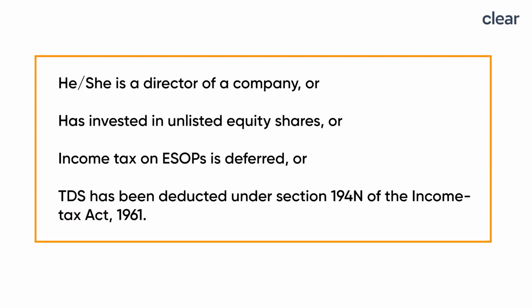Moreover, an individual will also not be eligible to file ITR 1 if he or she is a director of a company or has invested in unlisted equity shares, or income tax on ESOPs is deferred, or where TDS has been deducted under Section 194N of the Income Tax Act 1961. TDS under Section 194N is deducted on cash withdrawal from a bank account exceeding a specified limit.